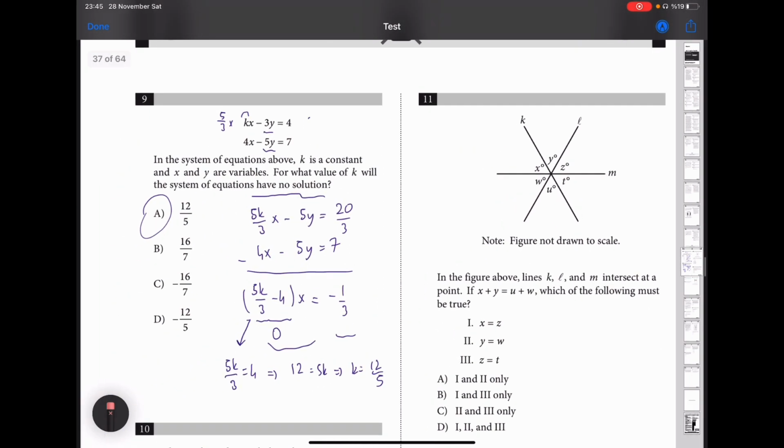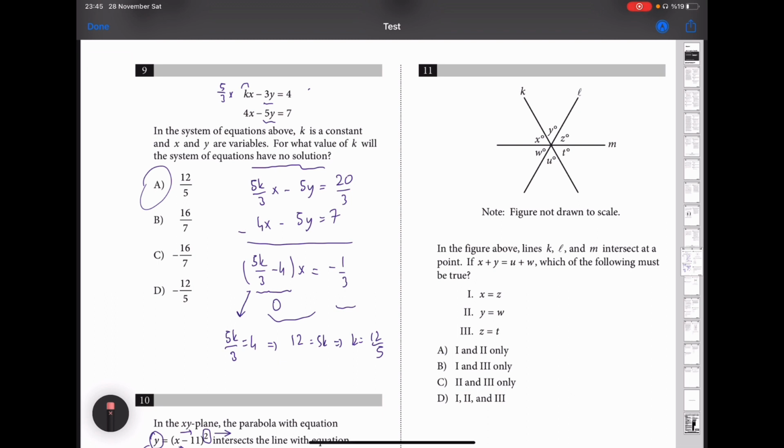Okay, in the figure above, lines k, l, m intersect at a point, and the question gives x plus y equals u plus w. Which of the following must be true? So from the figure, I can say that x equals t, right? Because they have the same angle, because the same lines create these angles. x equals t. Similarly, I can write w equals z and u equals y.